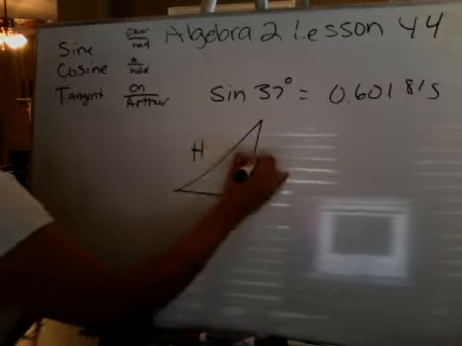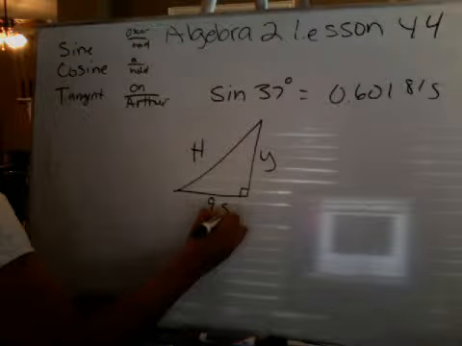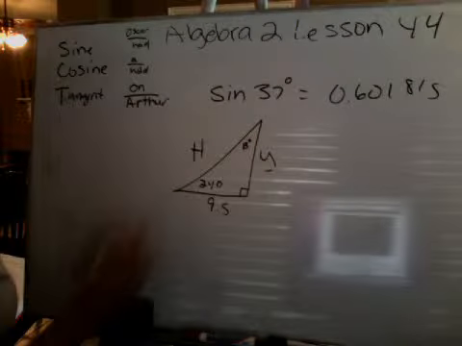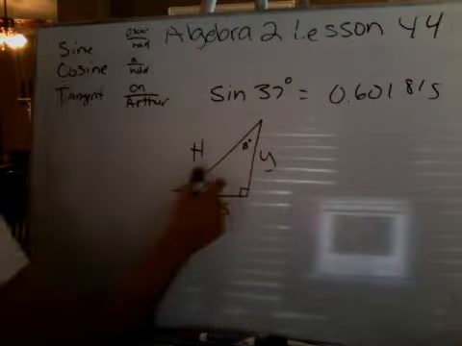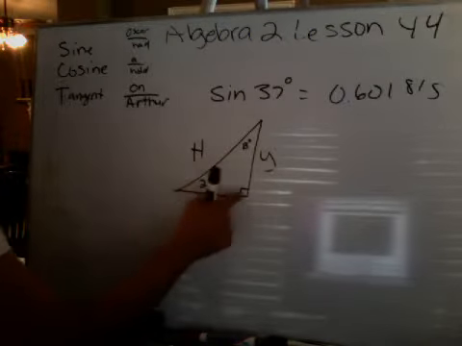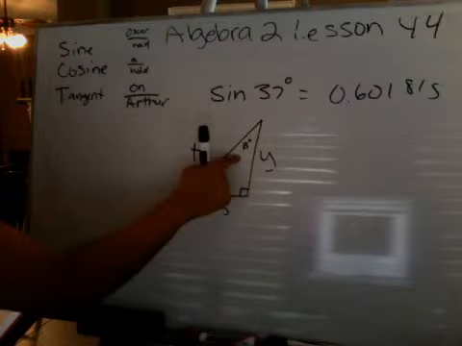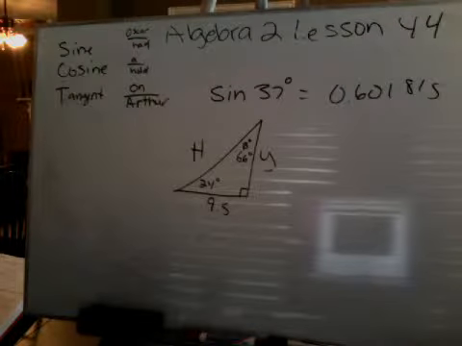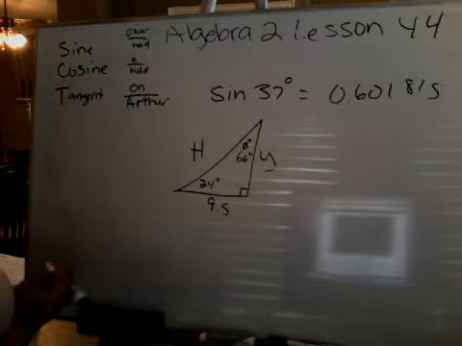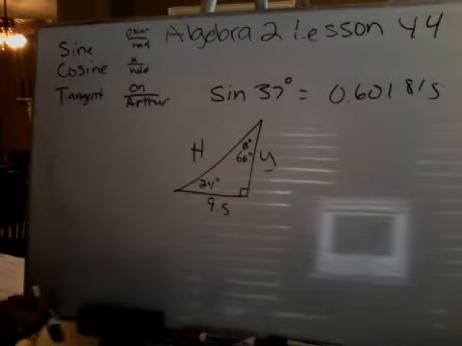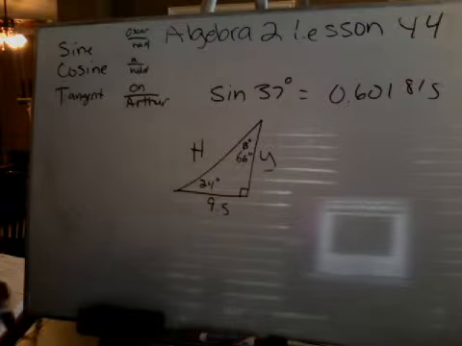So we know 9.5 and 24 degrees. They want us to find H and Y here. Well, we know this is 24 degrees. We know the sum of the angles of a triangle has to equal 180. So this is 90 plus 24, so this must be 66 degrees. Now, we want to find H and Y. If we had Y or H, we could use the Pythagorean theorem to find the missing side. But we are missing 2, so the Pythagorean theorem is not going to help us here.